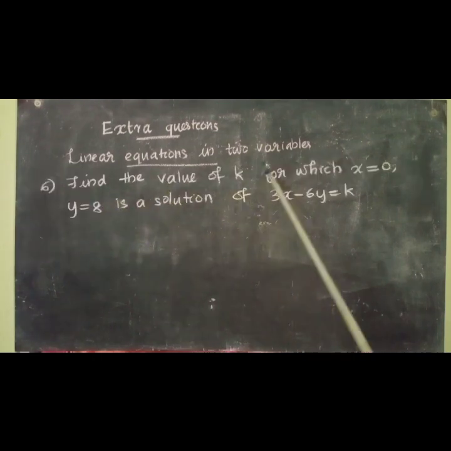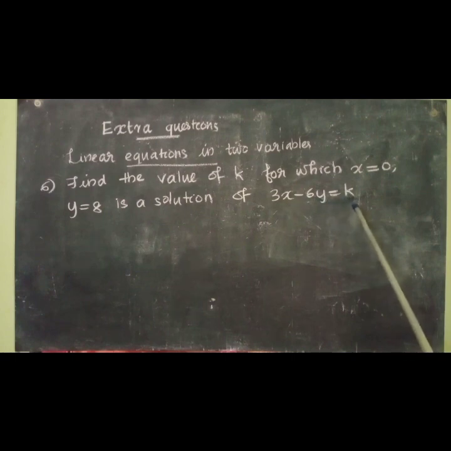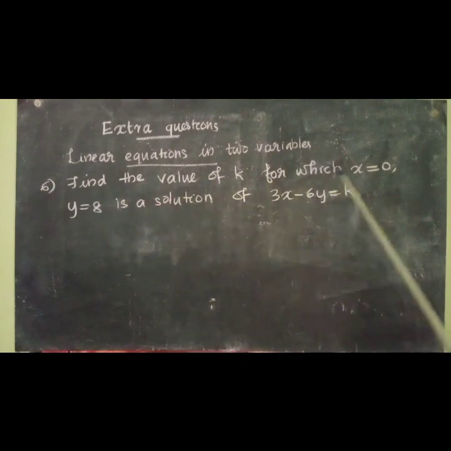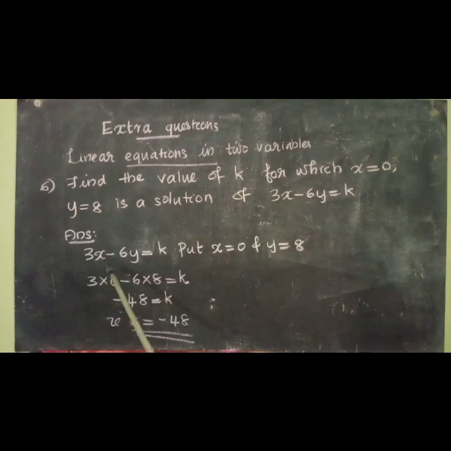Question number 6. Find the value of k for which x equal to 0, y equal to 8 is a solution of 3x minus 6y equal to k. You have to find out the value of k. The value of x and y is given here, x equal to 0, y equal to 8. We can put here x equal to 0 and y equal to 8. 3x minus 6y equal to k. Put x equal to 0 and y equal to 8. We get 3 into 0 minus 6 into 8 equal to k. That is minus 48 equal to k. Therefore, k equal to minus 48.